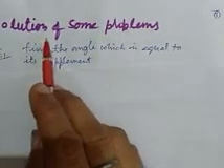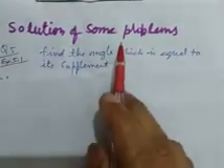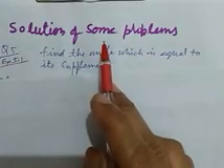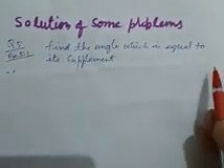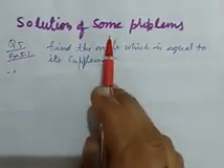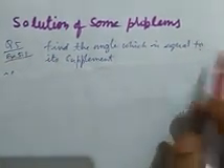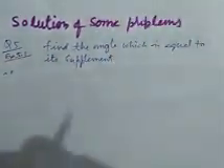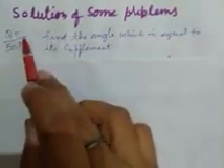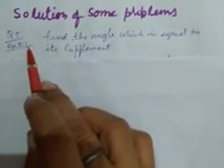Now we take the solution of some problems. These problems are from the exercise of the book. Some children asked me to solve them, so I have solved them here. Here is the question, question 5 from exercise 5.1, Lines and Angles.